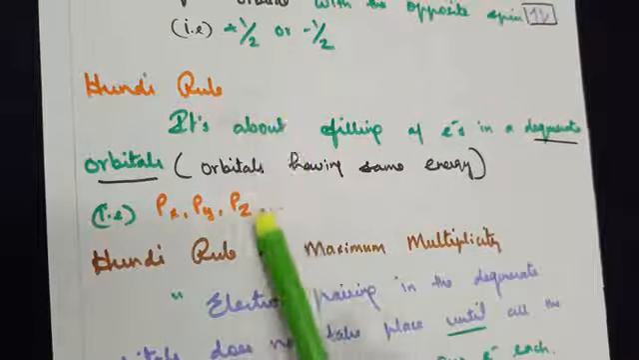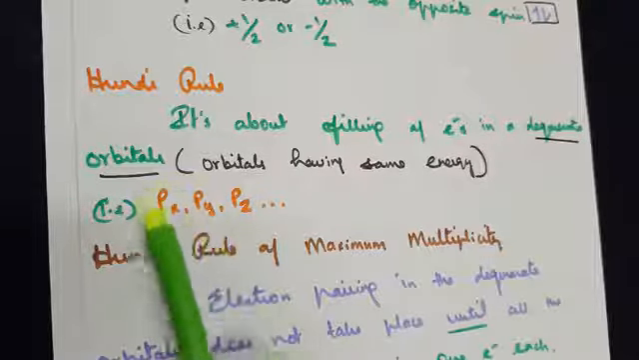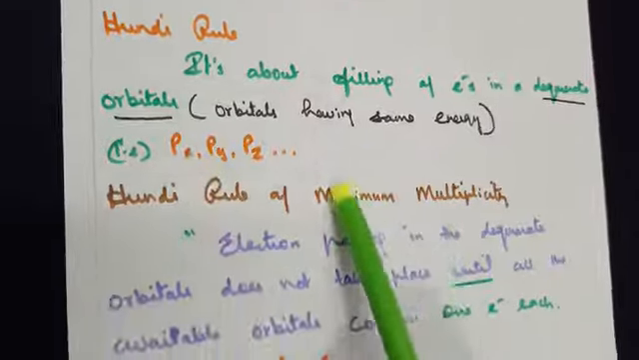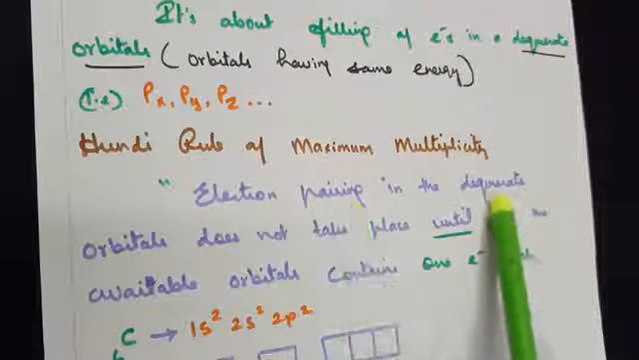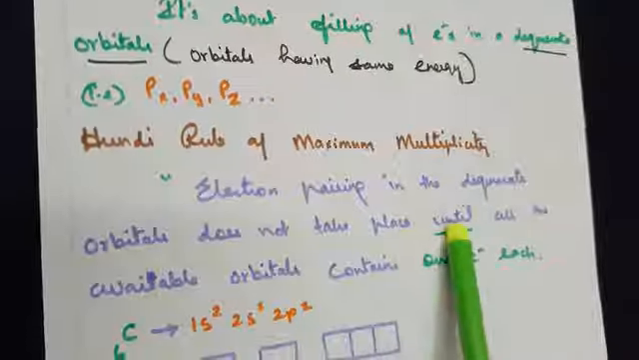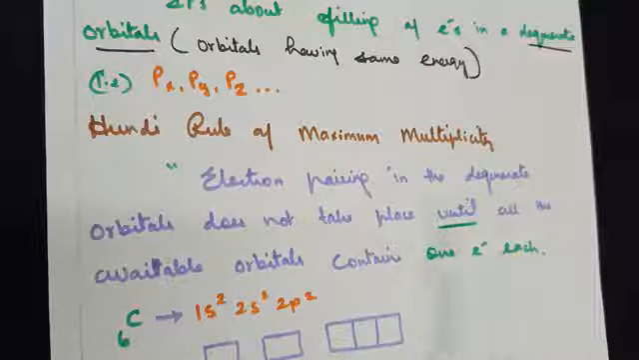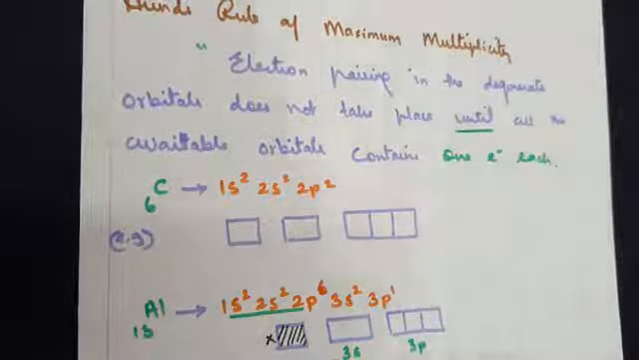So he is talking about filling of electrons in the degenerate orbitals. All three are having the same energy. Where will the electron go to? That is explained in terms of this rule. Electron pairing in the degenerate orbitals does not take place until all the available orbitals contain 1 electron each. I'll give you the explanation, then you will understand better.